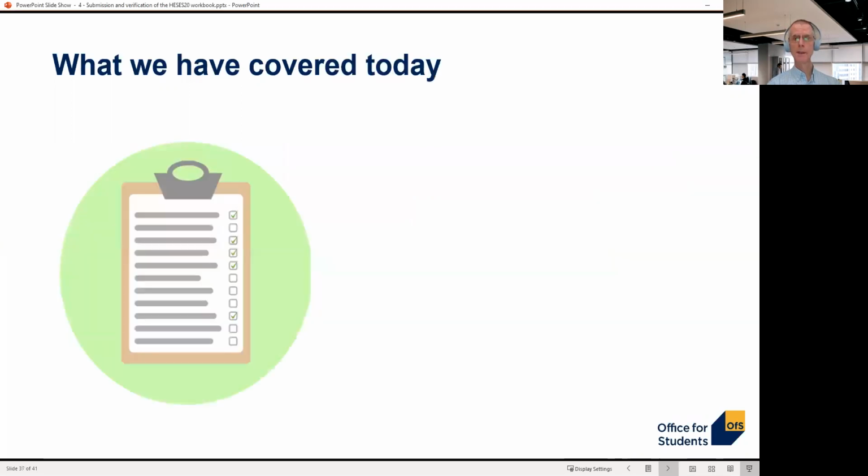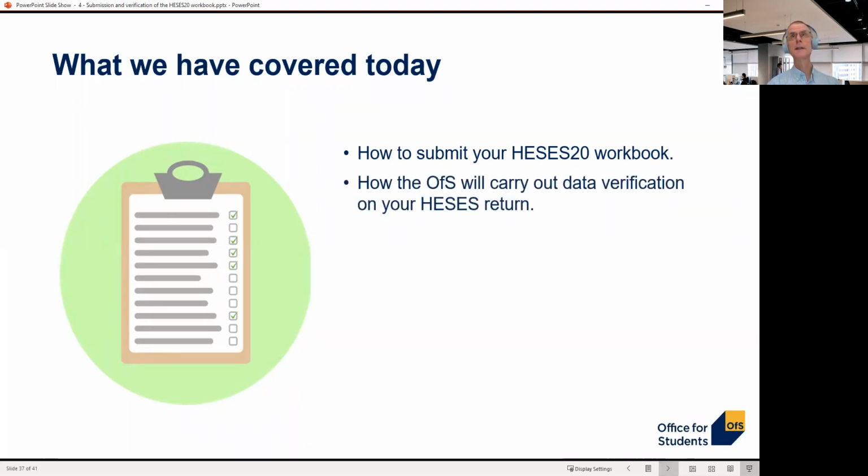So I think we're getting towards the point now where we can look back at what we've covered today. We looked in the first part of this presentation at how to submit your HESES20 workbook, and we concentrated a little bit there on the portal. And then we had a deep dive into the data verification process of your HESES return itself. What we've just been looking at here is the submission of the sign-off, of getting the sign-off done, which, as I said, is probably the biggest thing that we're all after here at the end of the day.